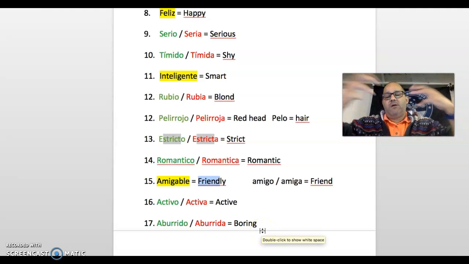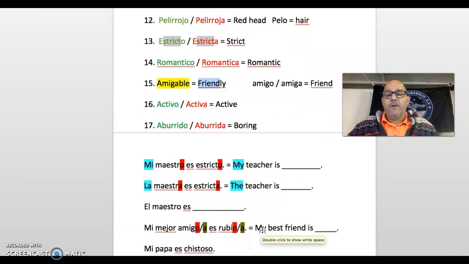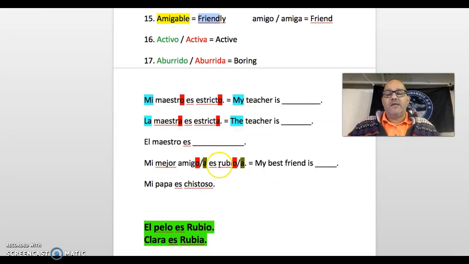So these are a few new adjectives that we could use when we are describing people in a household or anybody that we know, basically. Let's say you want to describe your teacher, and you say, mi maestro es estricto.